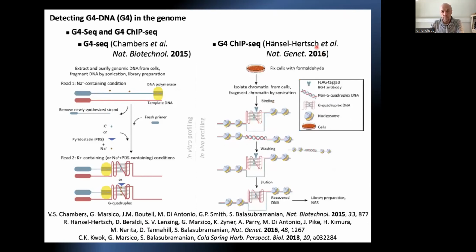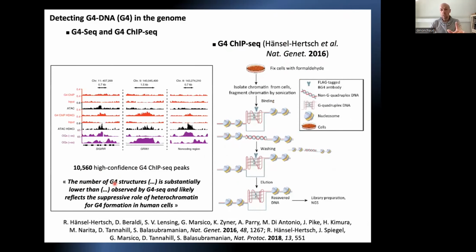And the year after, he developed the G4 ChIP-seq method, which is based on the immunoprecipitation of G4 in a chromatin context, which is the in vivo approach. And the conclusion was interesting because it showed that roughly 10,000 sequences can be isolated through this approach. We are not at 800,000 sequences, but just 10,000 sequences. And this highlights the suppressive role of heterochromatin for G4 formation within cells.